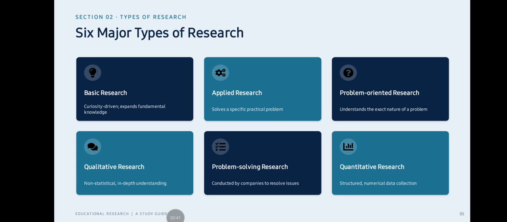There are 6 major types of research. First is basic research, curiosity driven, expands fundamental knowledge. Second, applied research, that is solves a specific practical problem. Third, problem oriented research, understands the exact nature of a problem. Fourth, quality research, that is qualitative research, non-statistical, in-depth understanding, problem-solving research conducted by companies to resolve issues. Last is quantitative research, structured numerical data collection.